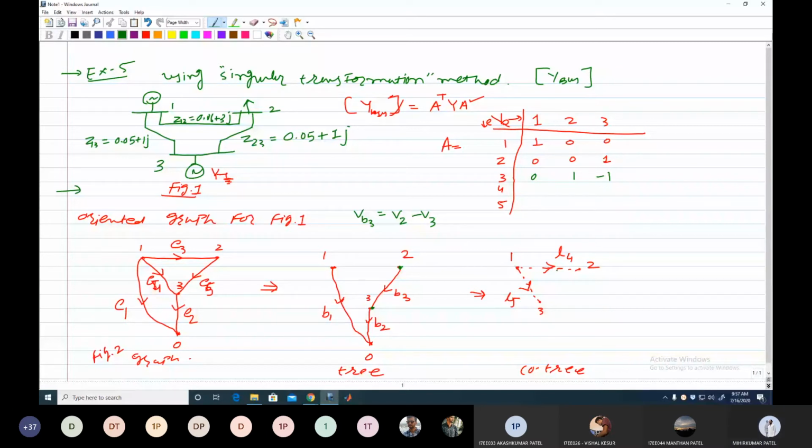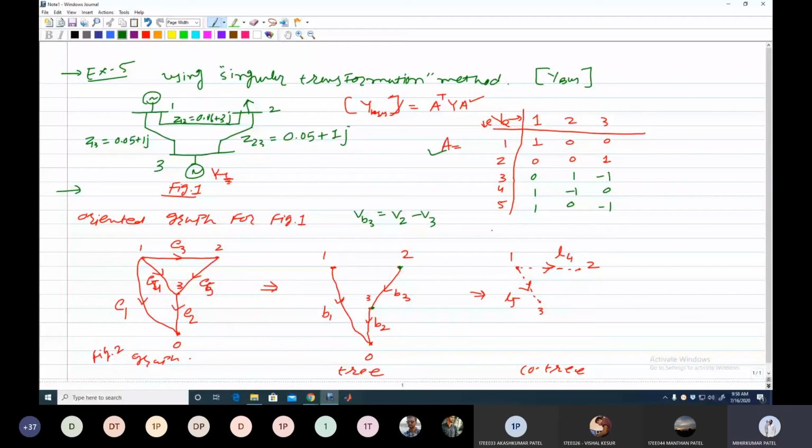Yes. What is the... 1, minus 1, 0. 1, minus 1, 0. Very good. And for L5, 1, 0, minus 1. Very good. Clear? So from the tree and co-tree, you have to form the bus incidence matrix A.